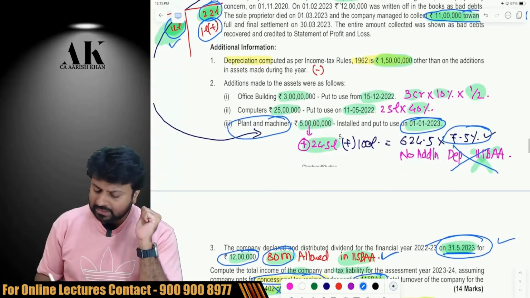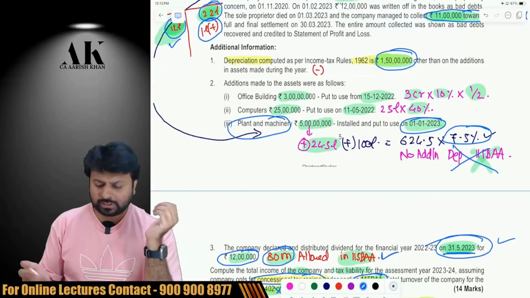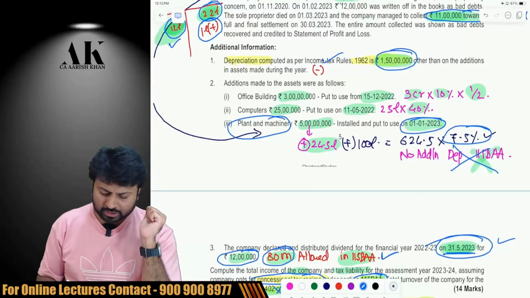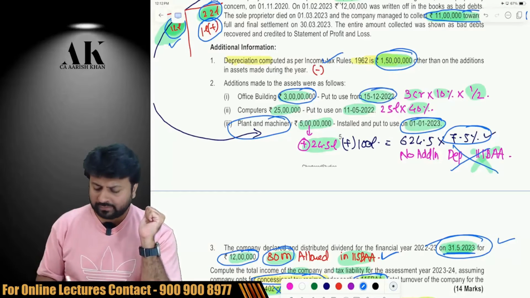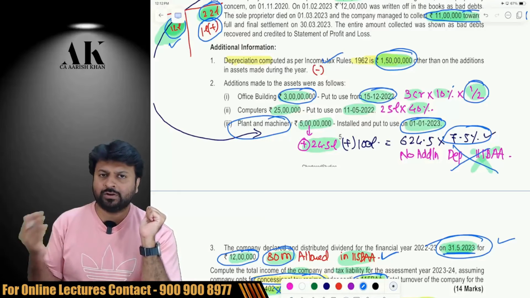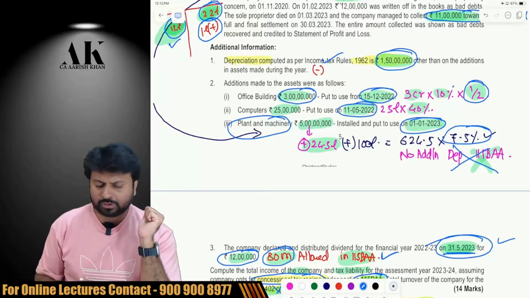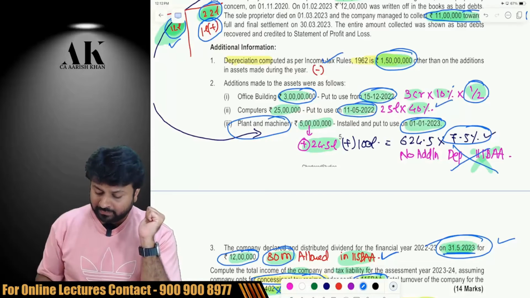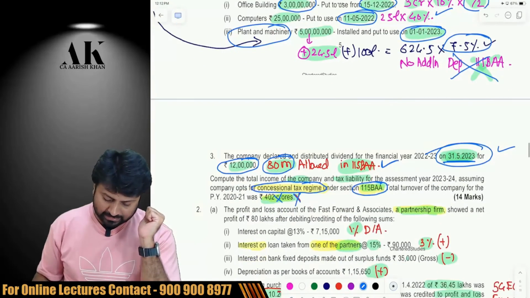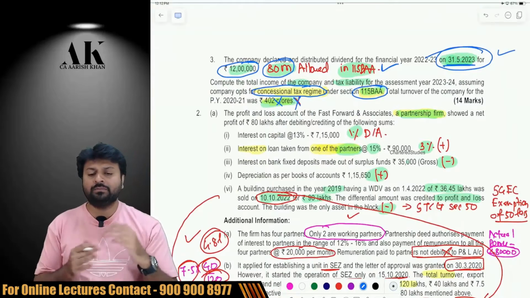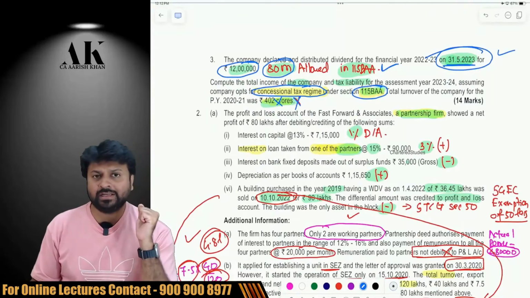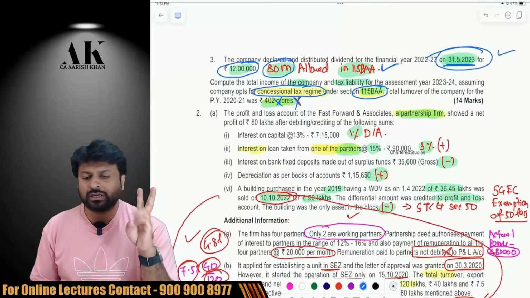Okay. Next is your depreciation, which is your depreciation as per the income tax rules. You will reduce this depreciation. Then office building purchased on 15th of December, put to use on 15th of December, you will get 50% depreciation on that. 3 crore into 10% into 50%, that is 5% of 3 crore. Then computer, which is purchased and put to use on 11th of May, so you will get full 40% depreciation on that. And that's it. This is what this question is all about. Then you will compute the tax liability, and the tax liability is 22% tax, 10% surcharge, and 4% cess.